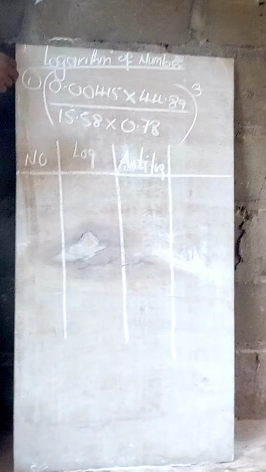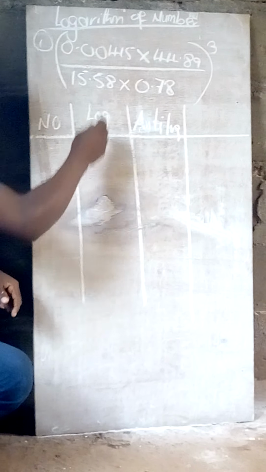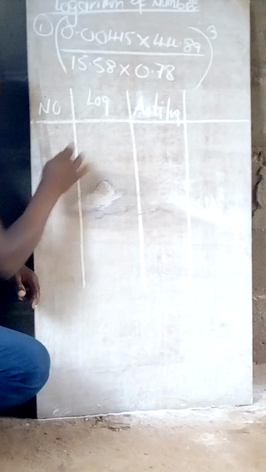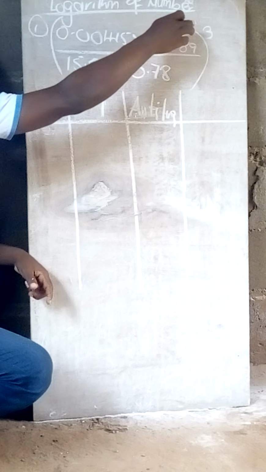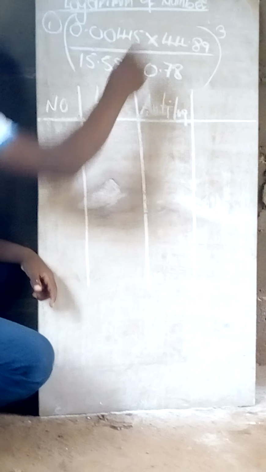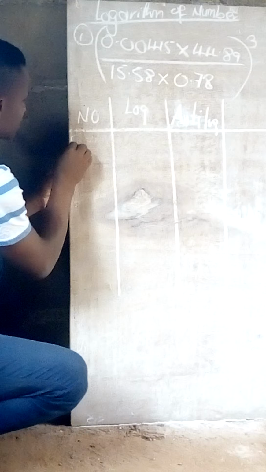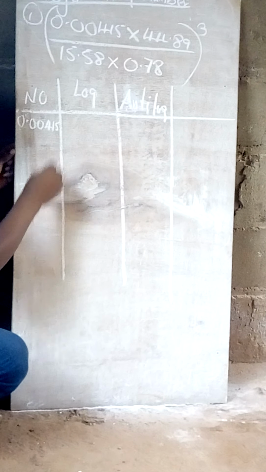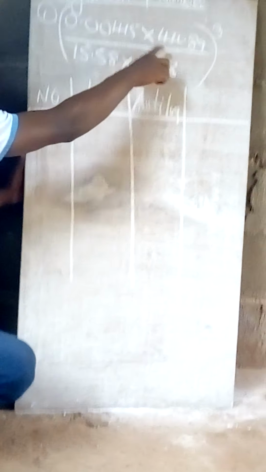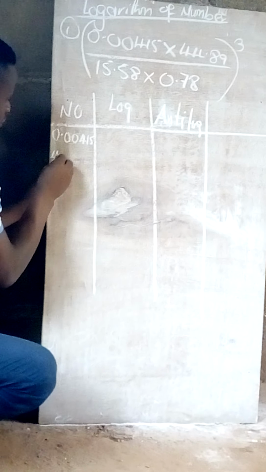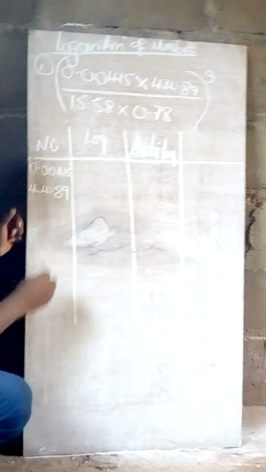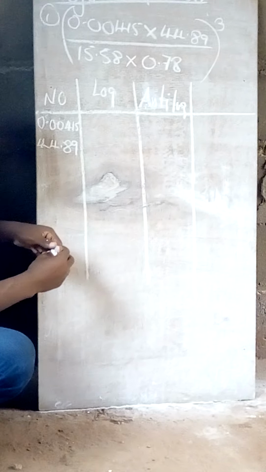Now let's start by bringing out all that you see here. First of all, bring out the first line on this part and solve. Then you bring down the second one, and you solve before you power it with the 3 you're seeing there. We have 0.00415. That's the first one, right? Second one is 44.89.